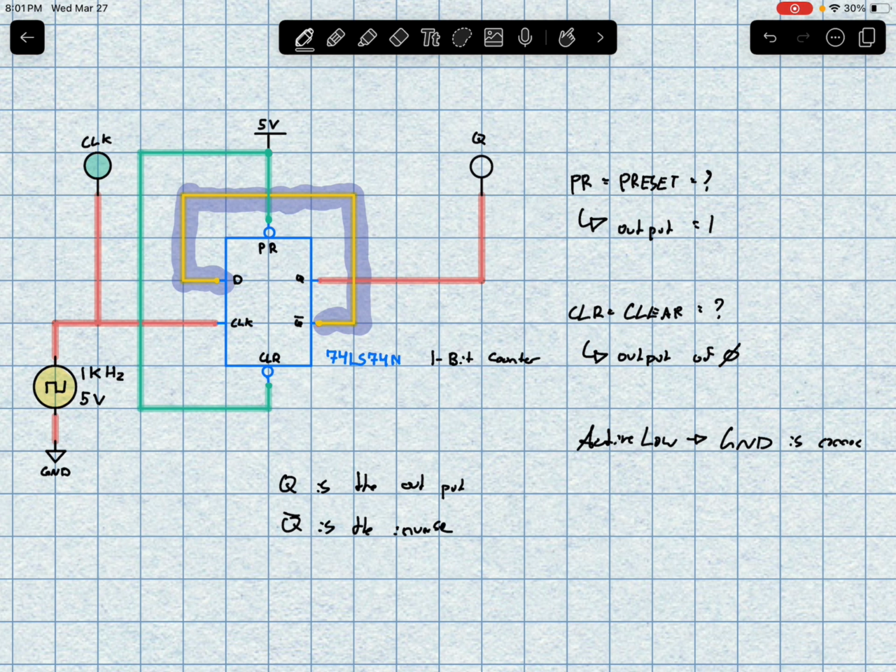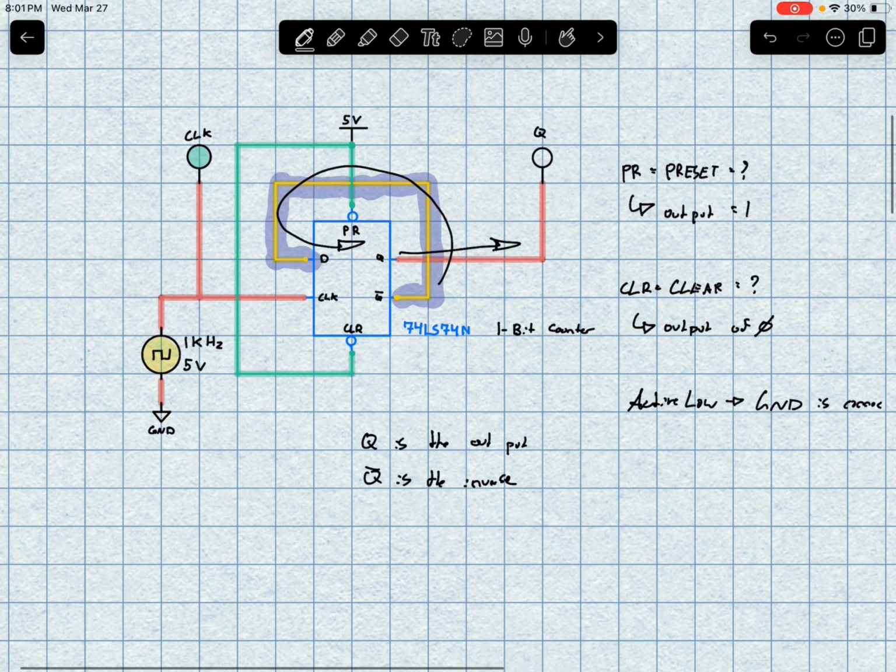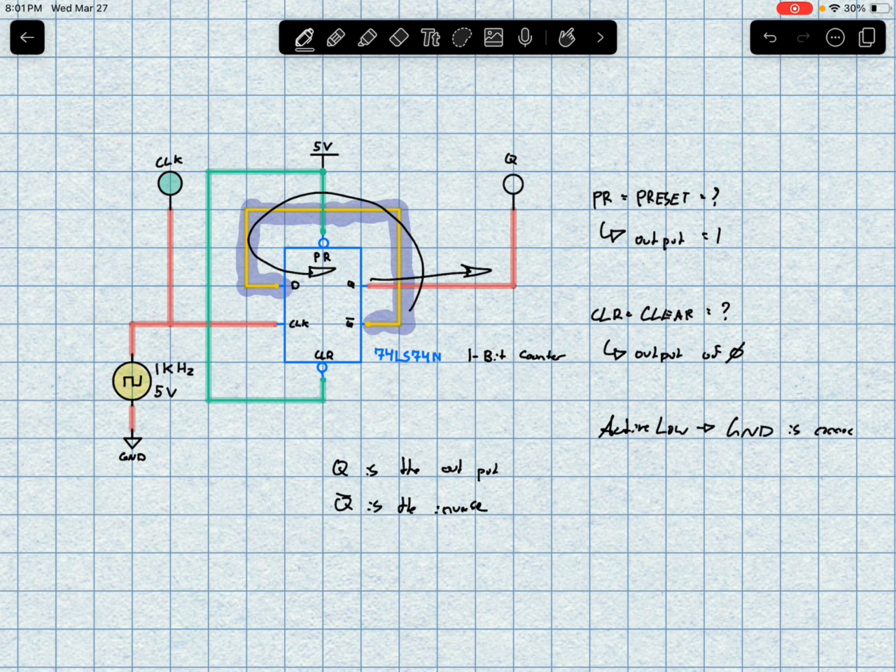So what's really happening is the data going into here is opposite of the data coming out. What does this mean? A good way to do this is to simply just write it out. So say, for instance, the first value that you get from this clock is 1. The 1 travels through data into Q, and the output is 1. The LED starts to become brighter.